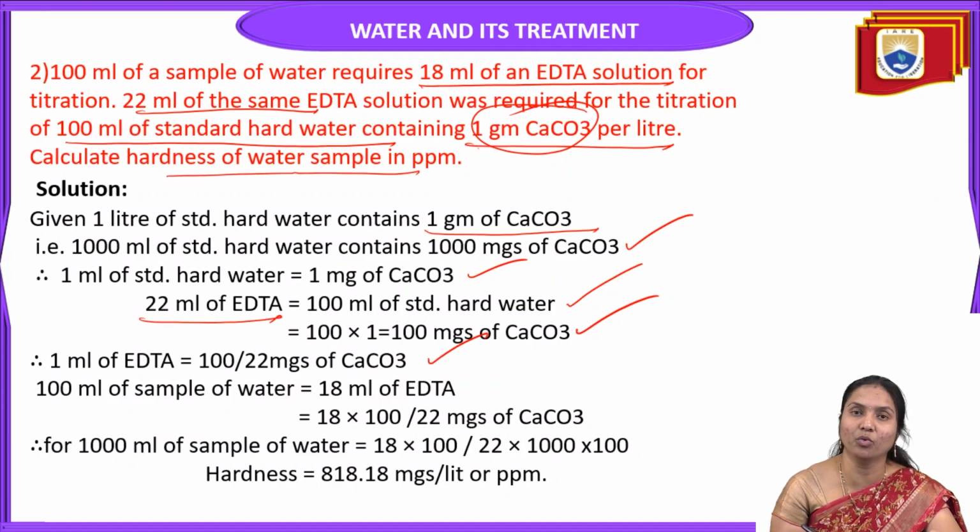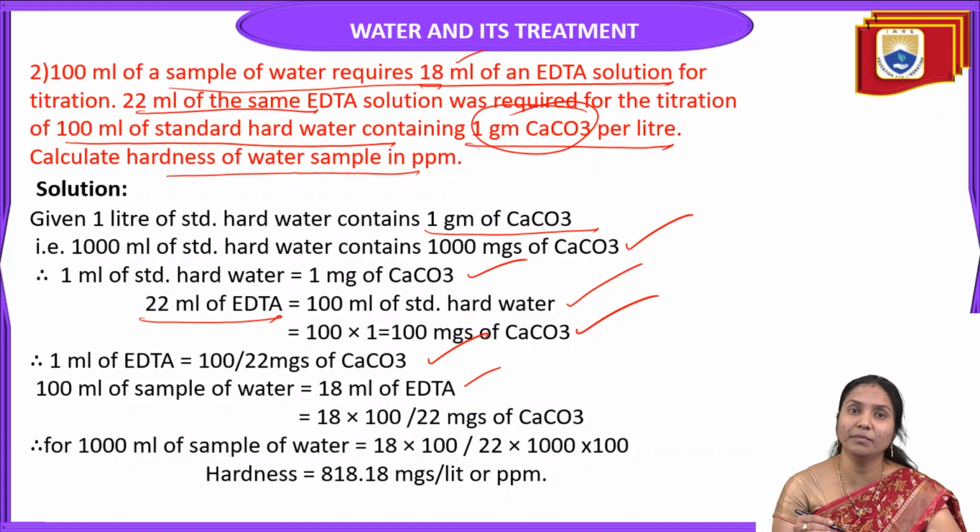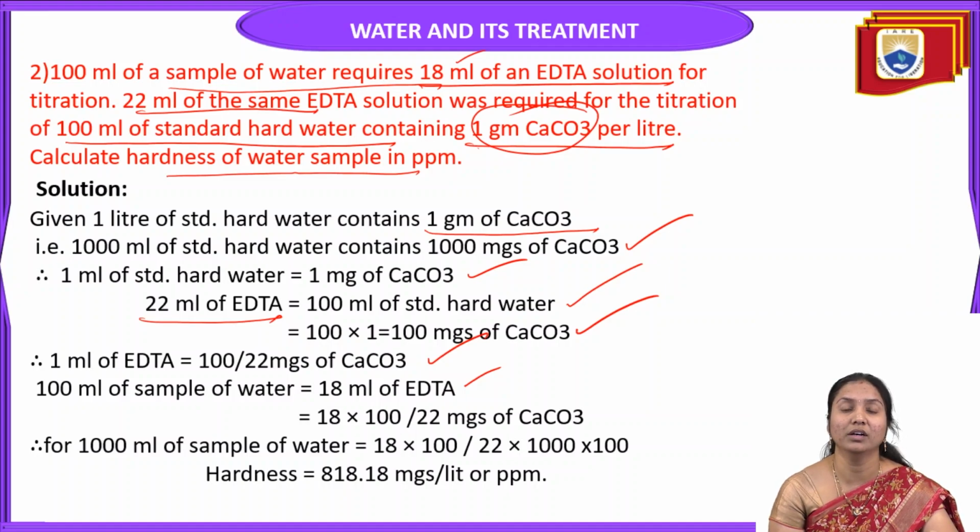So 100 ml of sample hard water, you see in that problem, requires 18 ml of EDTA for the determination of hardness-causing ions present in that 100 ml of sample water. So how many milligrams of calcium carbonate is required? 100 ml of sample water equals 18 into 100 by 22 milligrams of calcium carbonate.